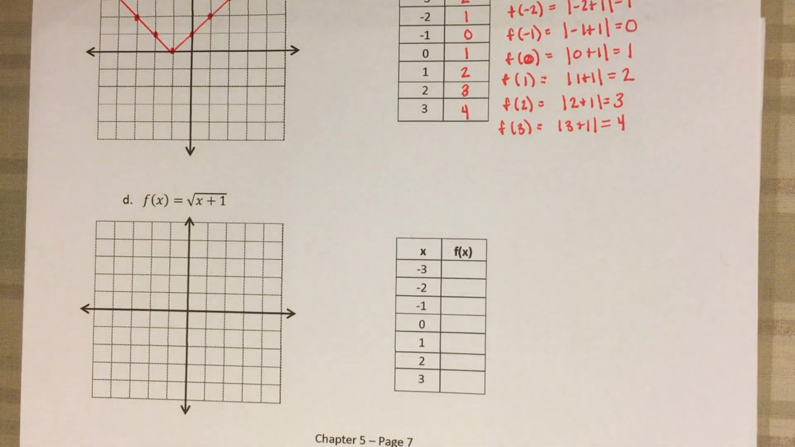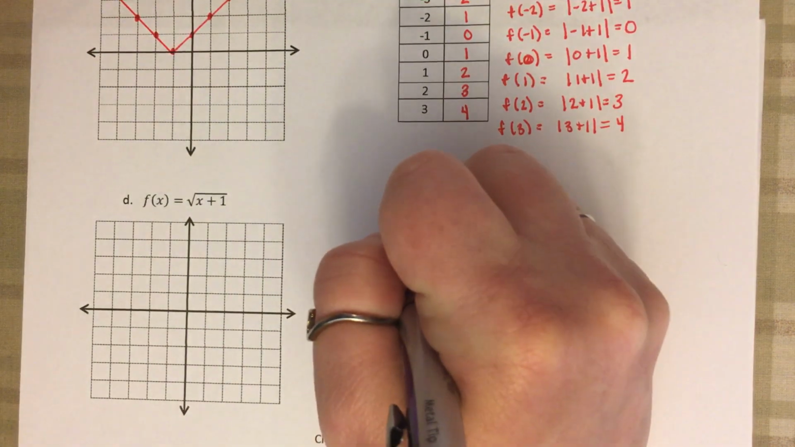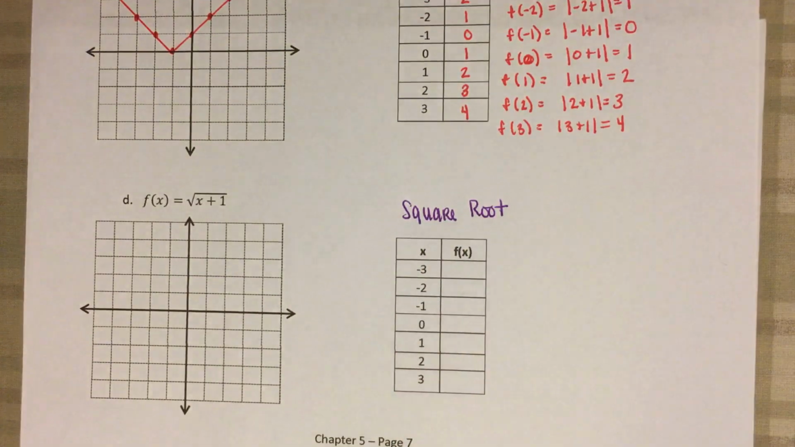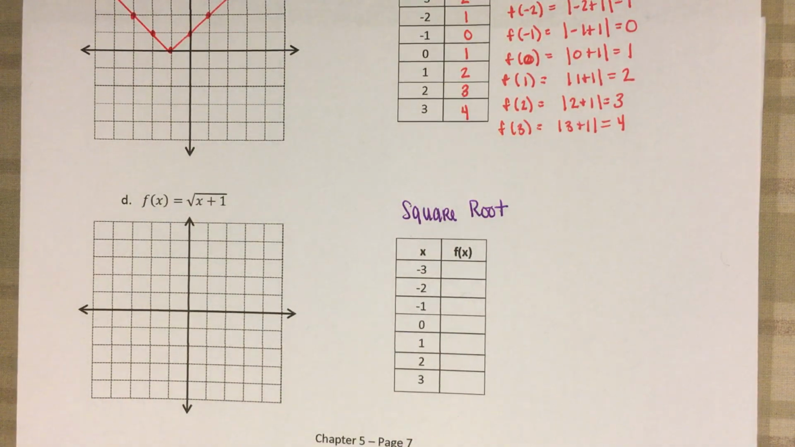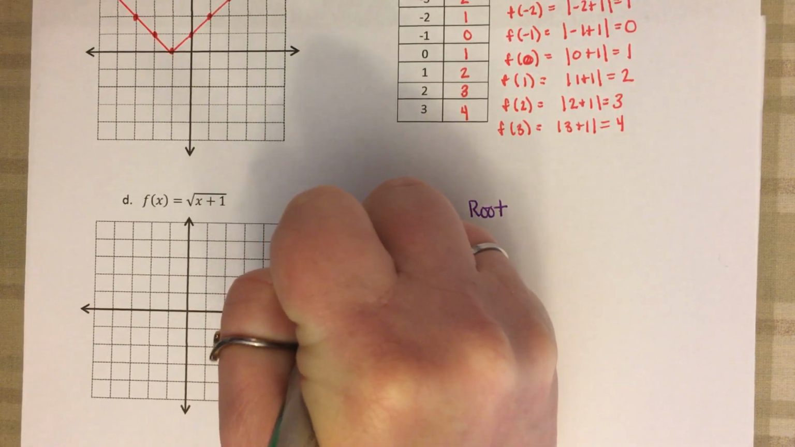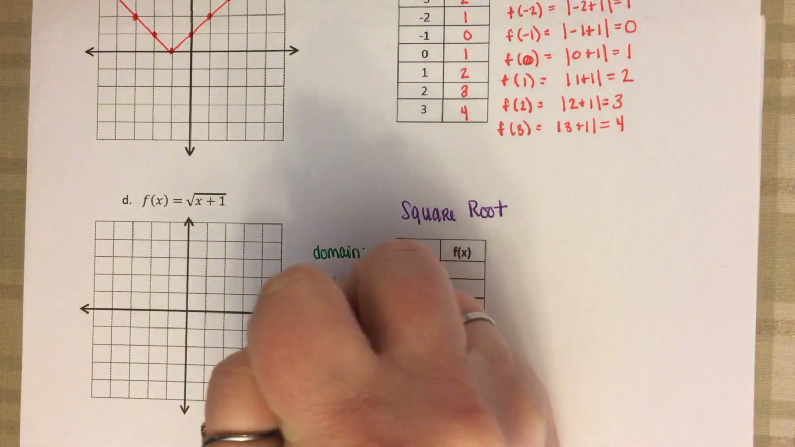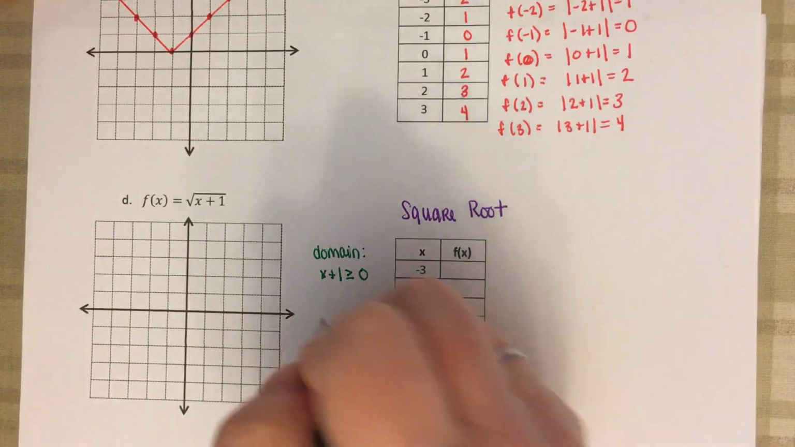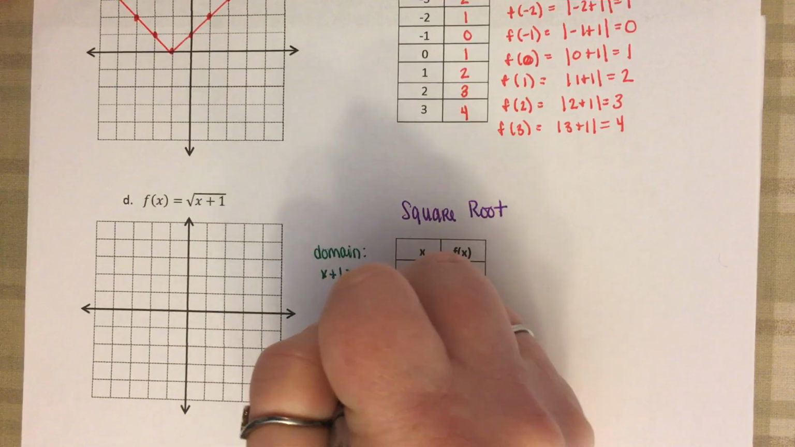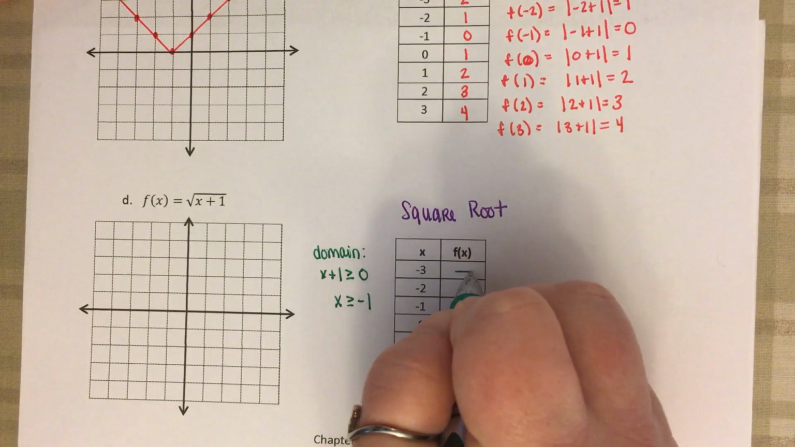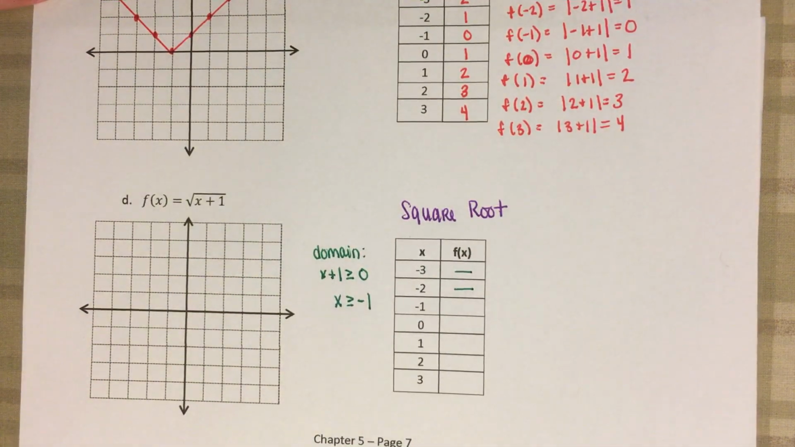Right. So D, we are going to look at our square root function. And this is actually the same function that was listed on the table on that first page. And when we were looking at this function, remember that we said we had a domain restriction. Our domain restriction was that our x plus 1 that was inside our square root had to be greater than or equal to 0. That means that x has to be greater than or equal to -1. So because of our domain restriction, we cannot find values for -3 and -2. We can only start with -1.